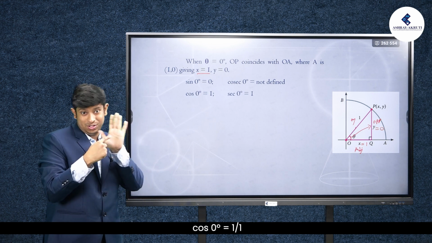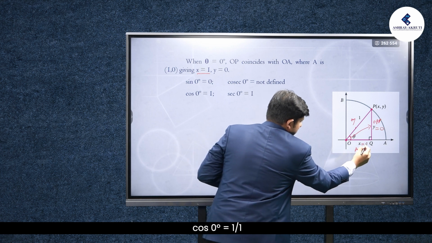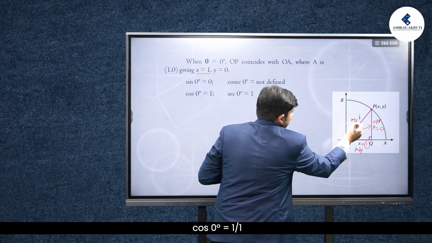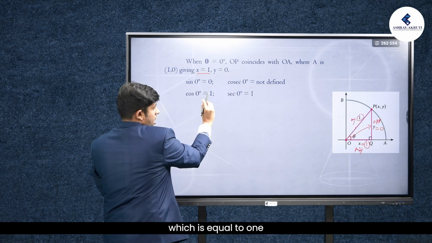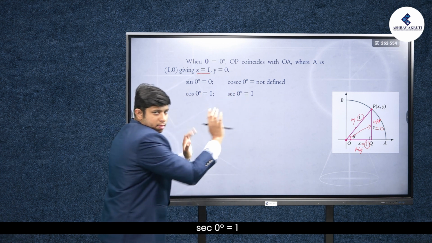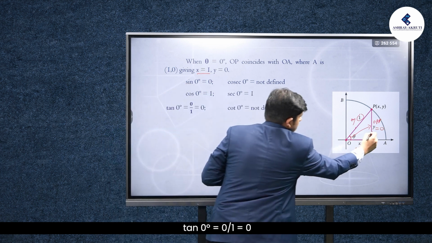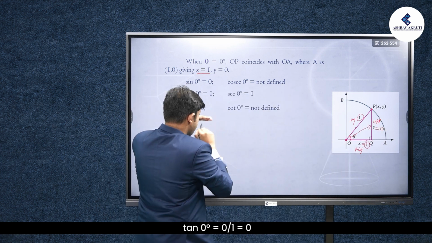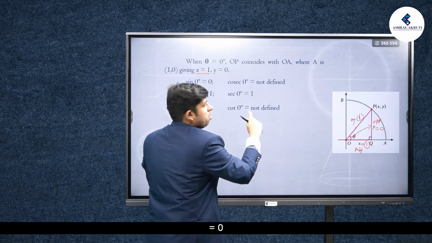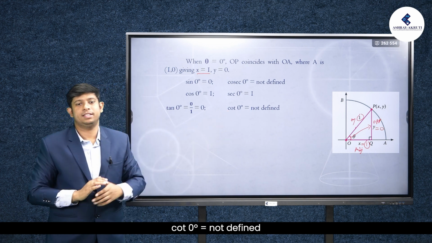Cos 0 degrees is equal to 1 by 1, which is equal to 1. Secant 0 degrees is equal to 1. Tan 0 degrees is equal to 0 by 1, is equal to 0. Cot theta, cot 0 degrees is equal to 1 by 0, which is not defined.